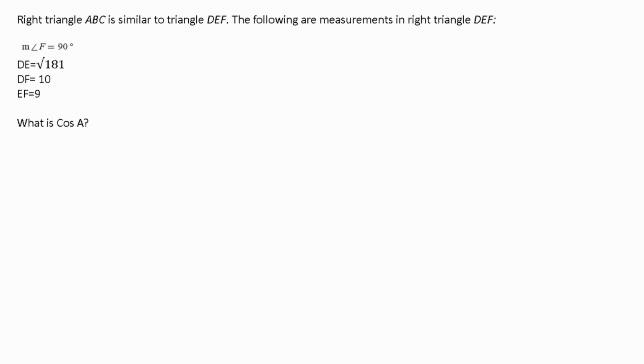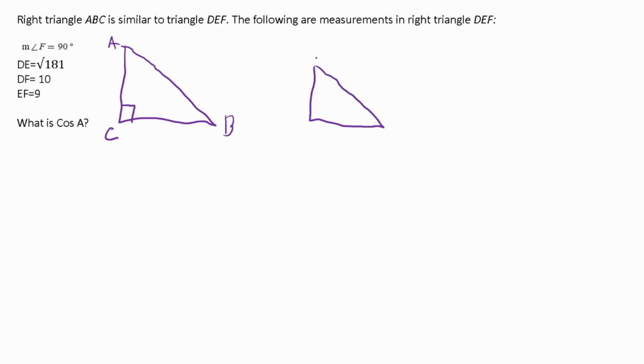Next up, it says right triangle ABC is similar to triangle DEF. The following are measurements in right triangle DEF. So what I want to do is sketch this. We're just going to sketch triangle ABC. We're going to say it looks like this. Boom, boom, boom. So A, B, and C. These are my right angle. And we'll say DEF looks like this. Boom, boom, boom, just a little smaller.